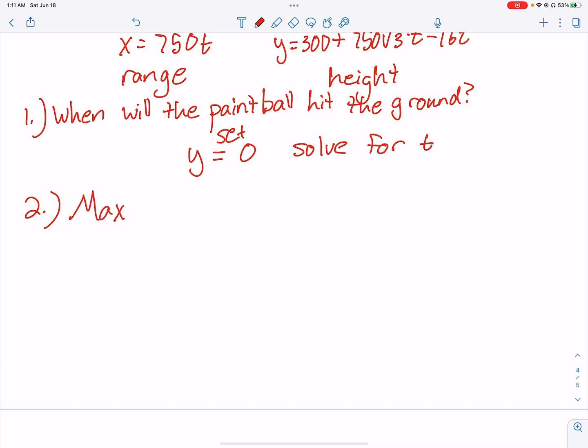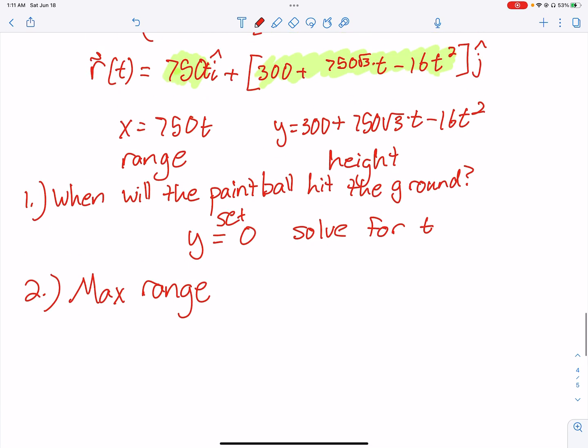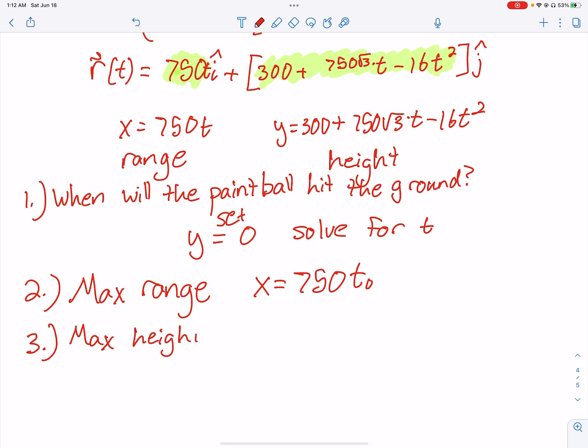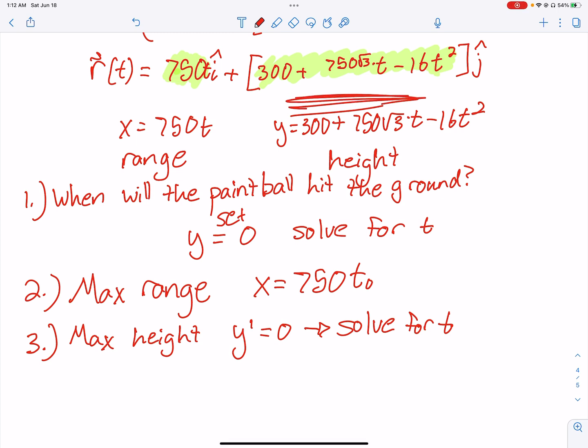If I want to know the max range, given different t's, what is the max range? I just have to plug t naught in, and that'll be the time I want. If I want to know that over a certain amount of time, this is how far it's going to go, I would just plug it in. If I wanted a max height, I would take y, take the derivative, set it equal to 0, and solve for t. Just like in Calc 1. Nothing changes. We just have to distill it from the components.